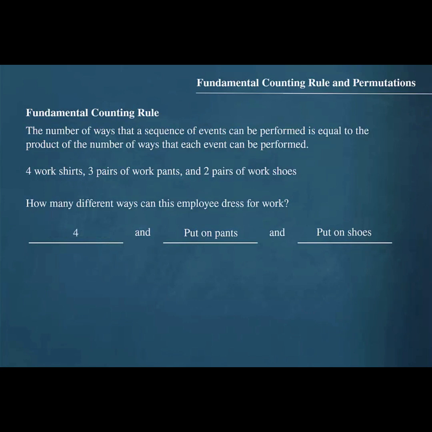There are 4 shirts to choose from, and 3 pairs of pants to choose from, and 2 pairs of shoes. The fundamental counting rule says that we should multiply these values together. So we will replace the word "and" with multiplication symbols. So there are 24 ways that this employee can dress for work.